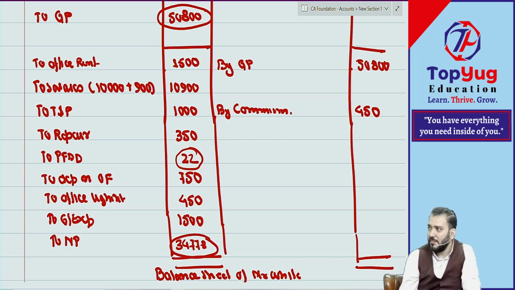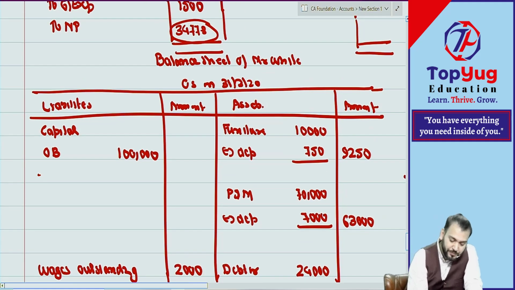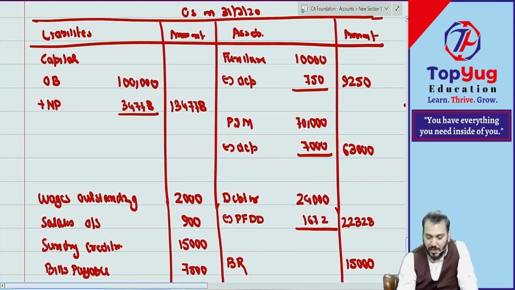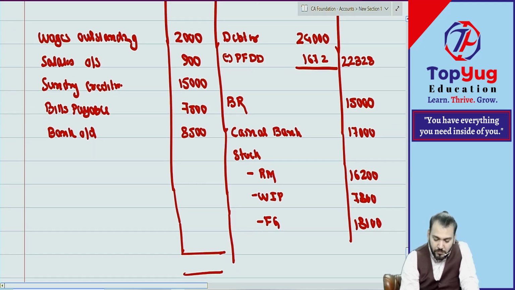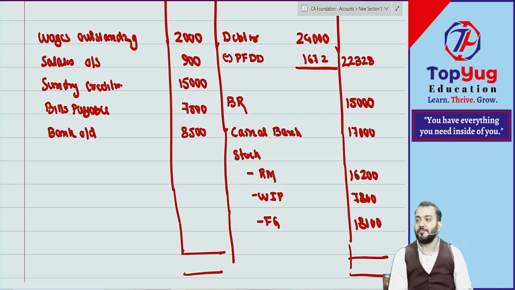Calculation mistake don't do, please. Concept mistake do, calculation mistake don't do. 34,778. It will go where? So net profit 34,778 will become 1,34,778. Balance sheet will tally. Check. Total the balance sheet. Not tallied means we have done some mistake. Tallied means we have done correct.